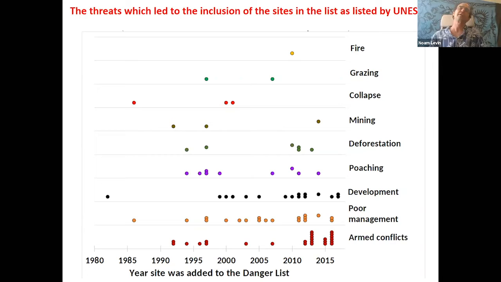And the reasons are sorted here from the most frequent at the bottom, armed conflicts, to the least frequent. A certain site just burned. There was a big fire and the site was burned down. So that was the reason for that specific site. And you can see the increase in recent years in the number of sites added to this list.